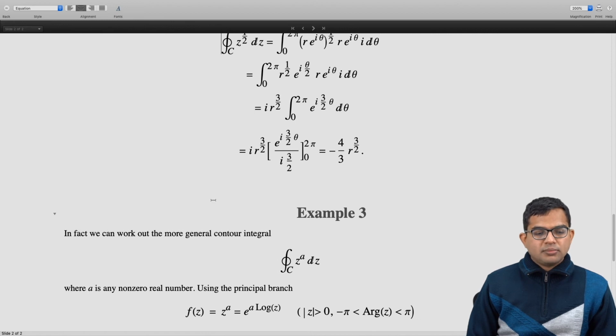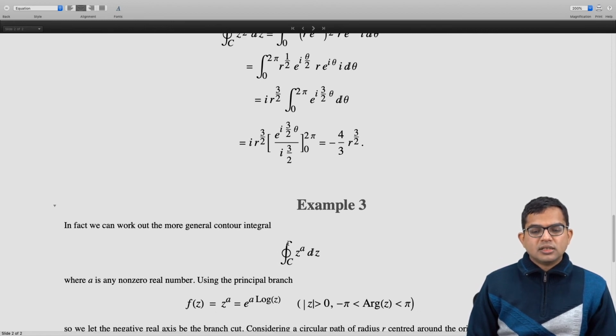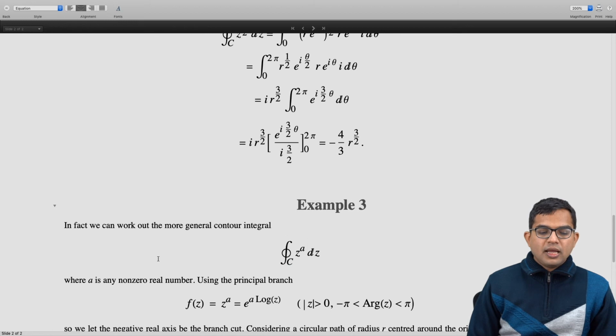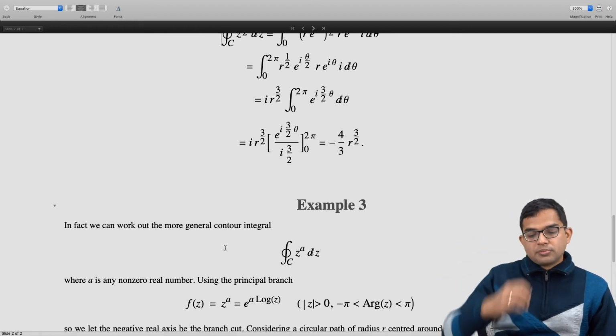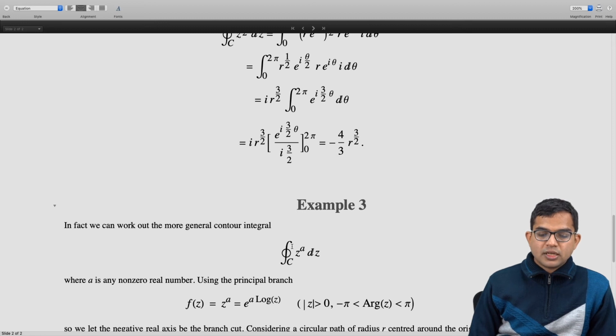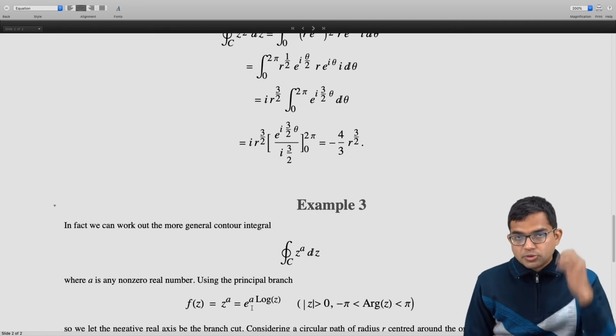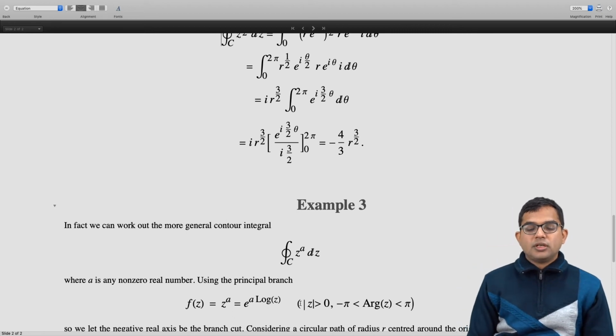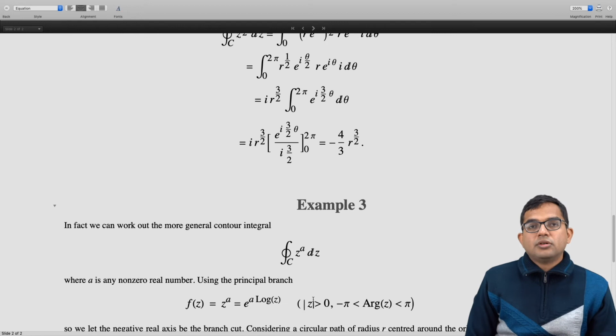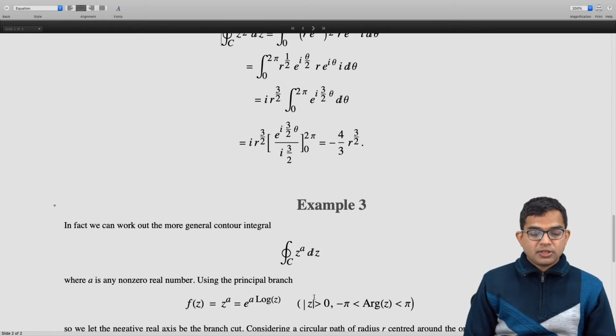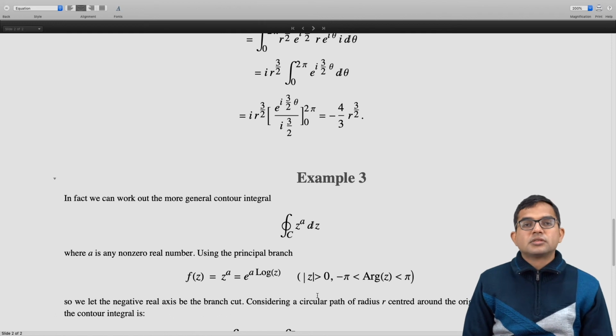So let's look at one more example. In fact, we can work out this general result. Instead of considering z to the half, we can actually look at z to the a and do a similar contour integral where a is any non-zero real number, right? If we use the principal branch, we have seen how such a function f of z can be thought of as z to the a, which is e to the a times log z. And if you work in the principal branch of the log function, which corresponds to the principal branch of the argument function, then you restrict mod z to be greater than 0, and you restrict the argument of z to lie between minus pi and plus pi. So again, we have taken the negative real axis to be the branch cut.